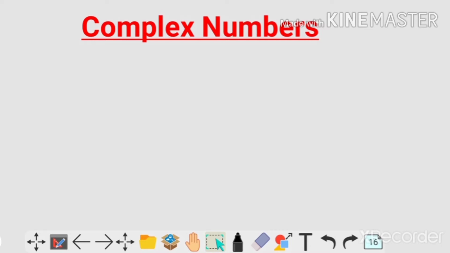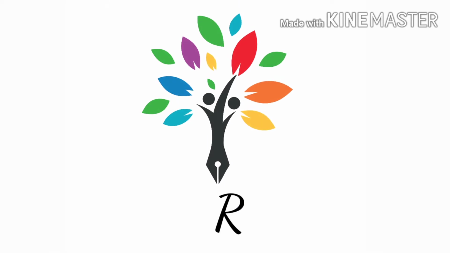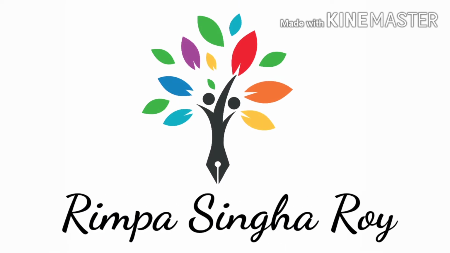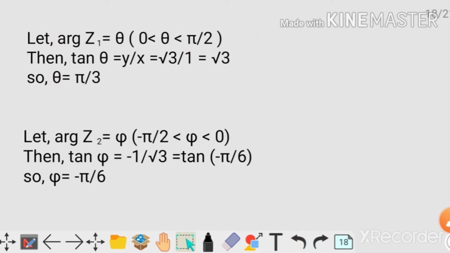Today we are going to solve some problems of complex numbers and learn how to find the argument of a complex number. So without any further ado, let's start. This is the problem which we are going to solve today. For this we have to learn how to find the argument of Z1 and Z2. So for this, we will move to the next page.